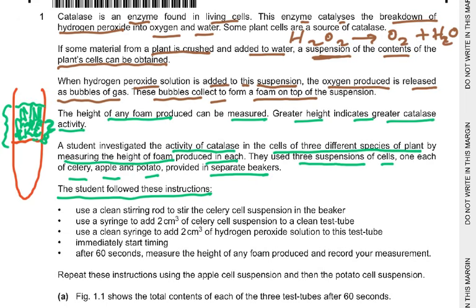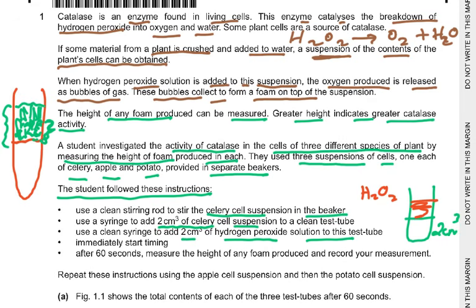Use a clean stirring rod to stir the celery cell suspension in the beaker. Use a syringe to add 2 cm cube of celery cell suspension to a clean test tube. 2 cm cube, this is how we measure volume. Use a clean syringe to add 2 cm cube of hydrogen peroxide solution to this test tube. So you add another 2 cm cube of hydrogen peroxide to this test tube. Immediately start timing. After 60 seconds, that is 1 minute, measure the height of any foam produced and record your measurements.